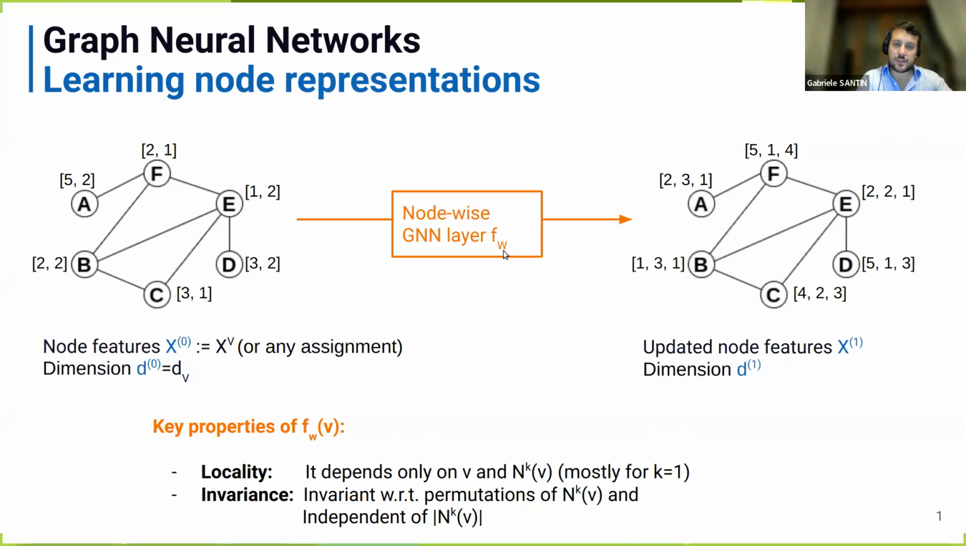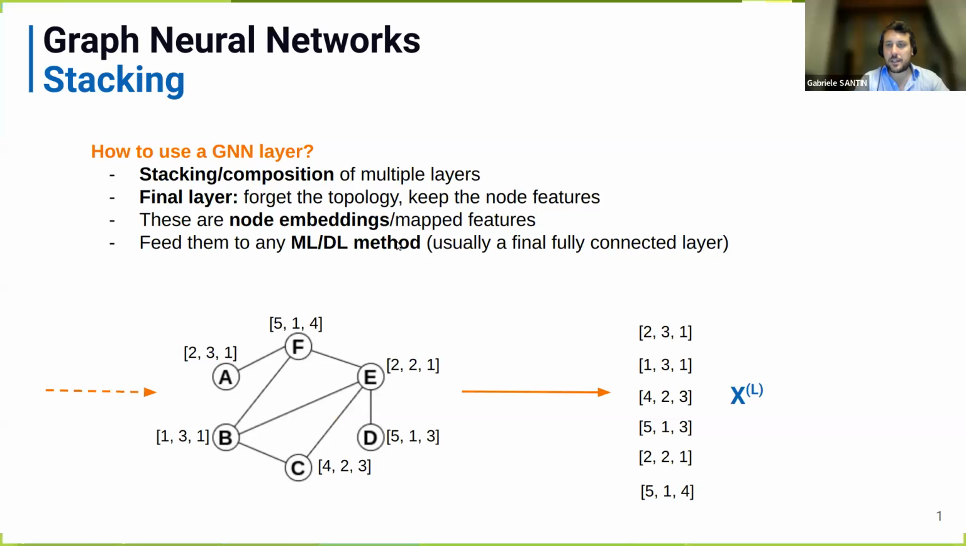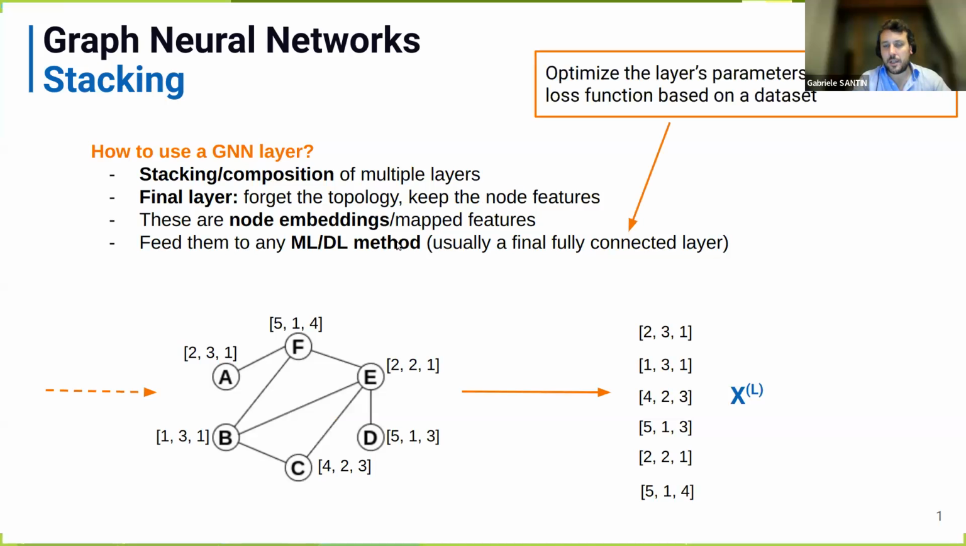Okay. But anyhow, every one of these layers will be a parametric function, and we need a way to fix these parameters. And this is just done in the usual pipeline of a machine learning model. So what this means is that we stack all these layers one on the other.